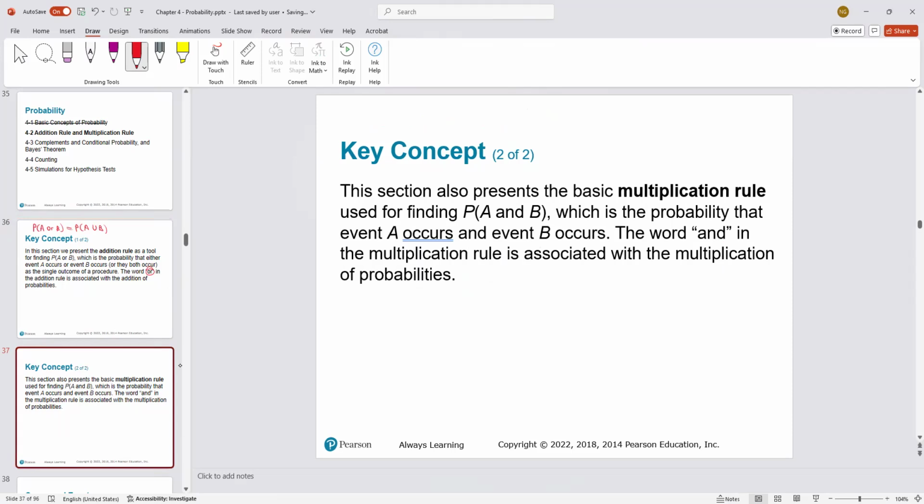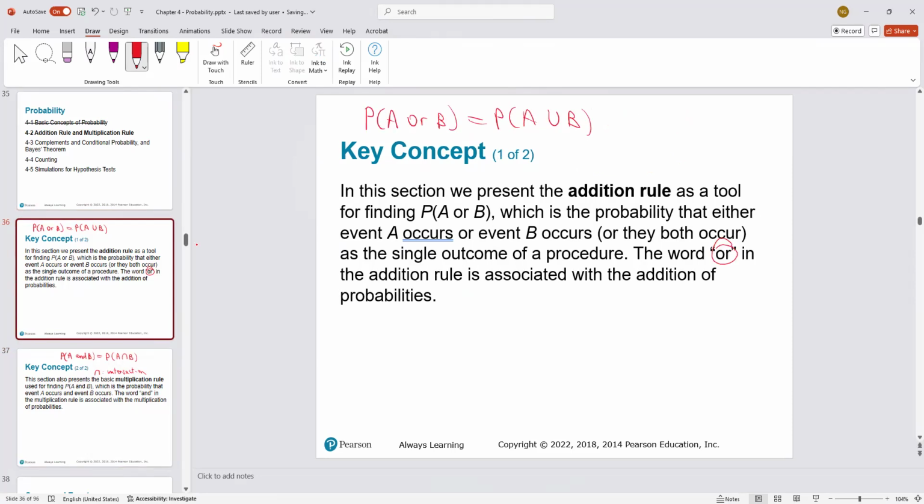This section also presents the basic multiplication rule used for finding the probability of A and B. If you see the probability of A and B, or the probability of A intersect B, they are the same. Remember that the symbol here I use is intersection. I just used something you probably saw before. That other symbol is union. We'll probably have a chance to talk about it further.